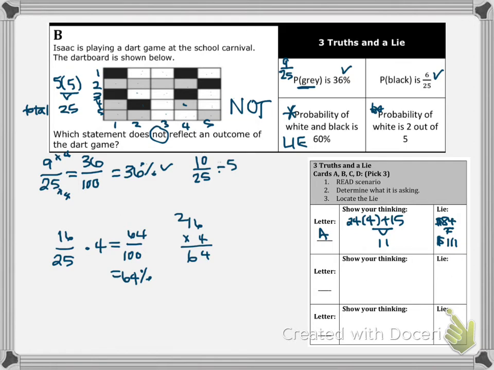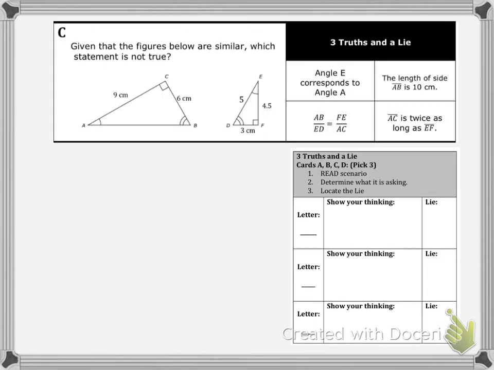So in B, 64 over 100 equals 64%. So our lie is that 64% is not equal to 60%. Okay, so you have one more from this scenario. You can choose C or you can choose D, and fill in this last box right here.